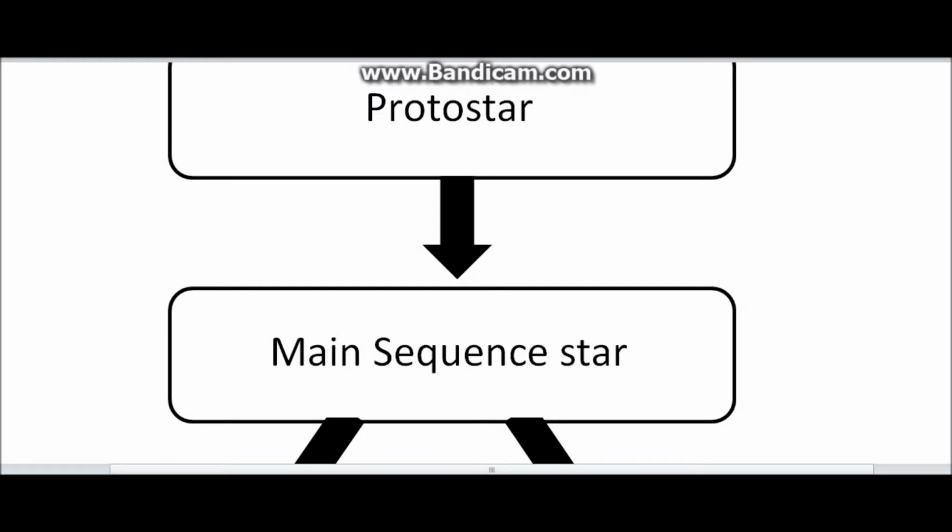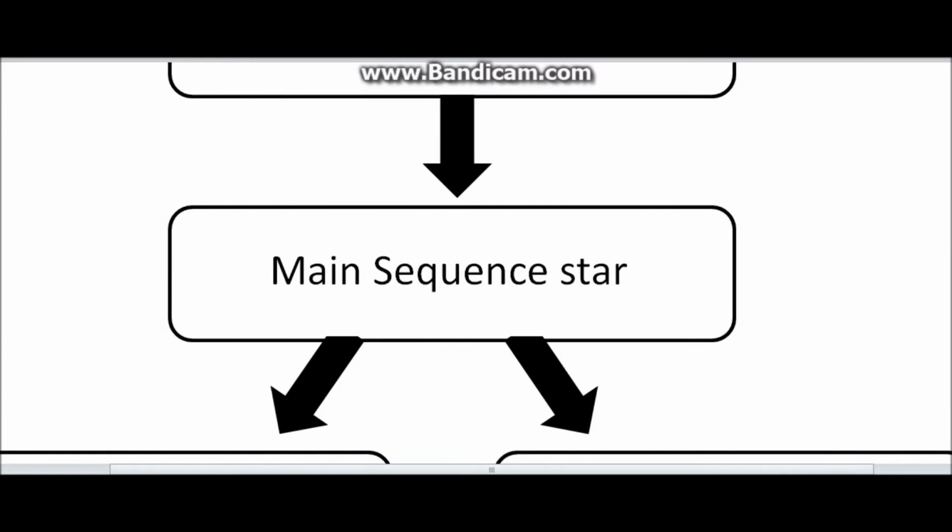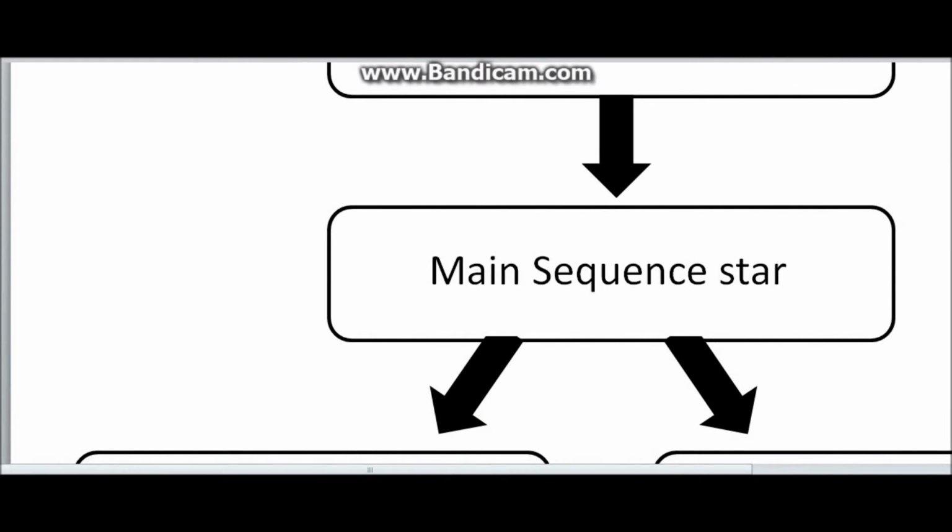Eventually, though, the supply of hydrogen begins to diminish. Heavier elements such as iron are produced, as opposed to helium. The star now enters a new stage of its life. From here, there are two pathways that can be taken.